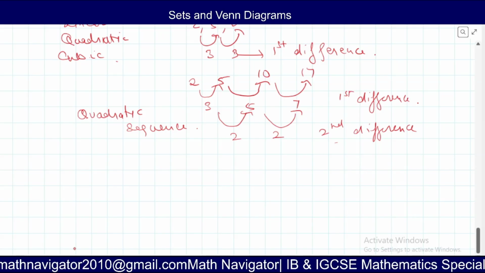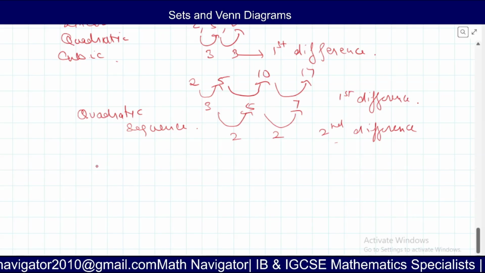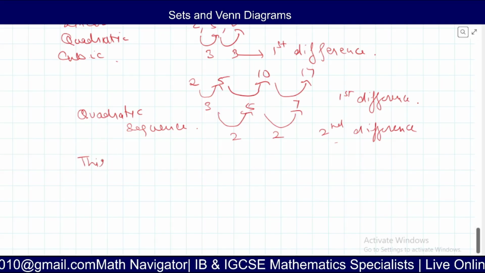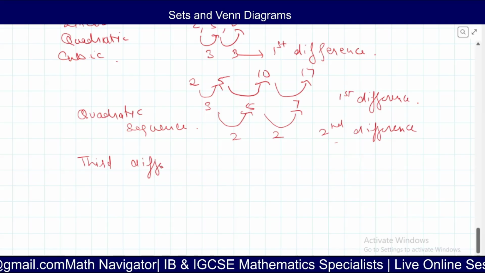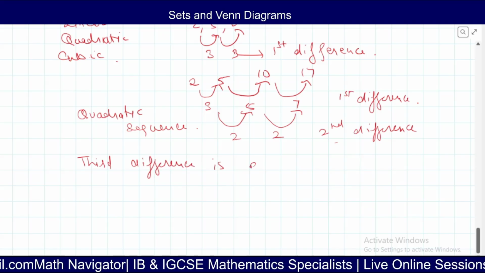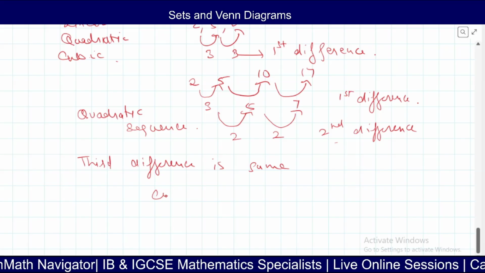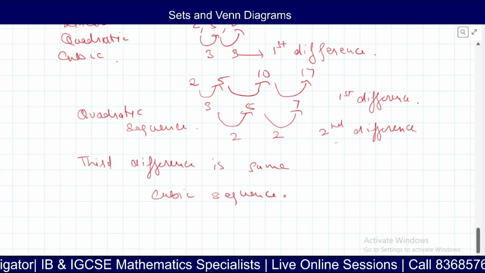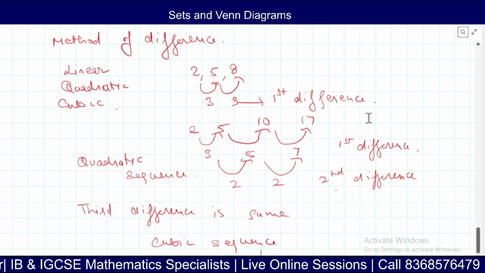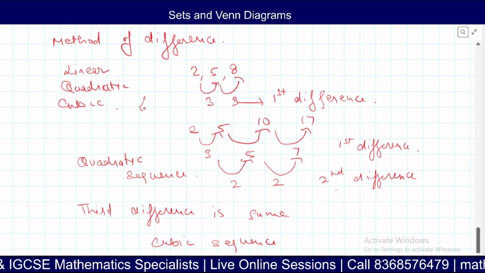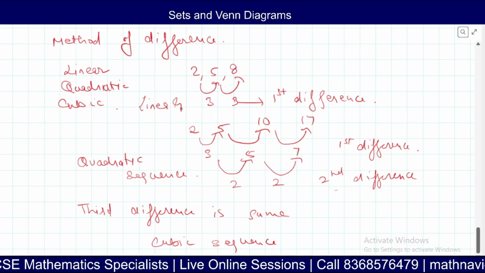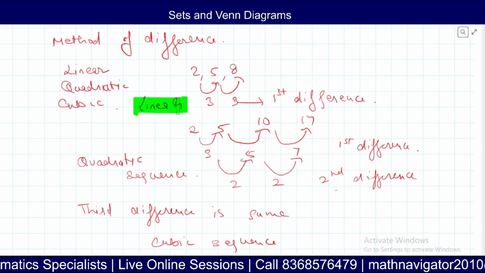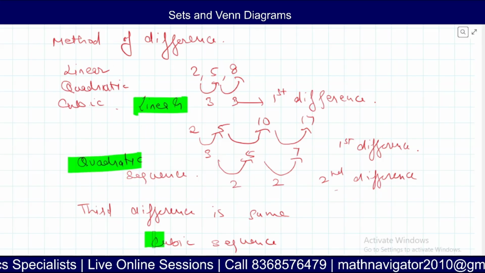Got it? And if my third difference becomes the same, then it is called a cubic sequence. And when my first difference is the same, like in this case, it is called a linear sequence. So I have three types of sequences: linear, quadratic, and cubic.